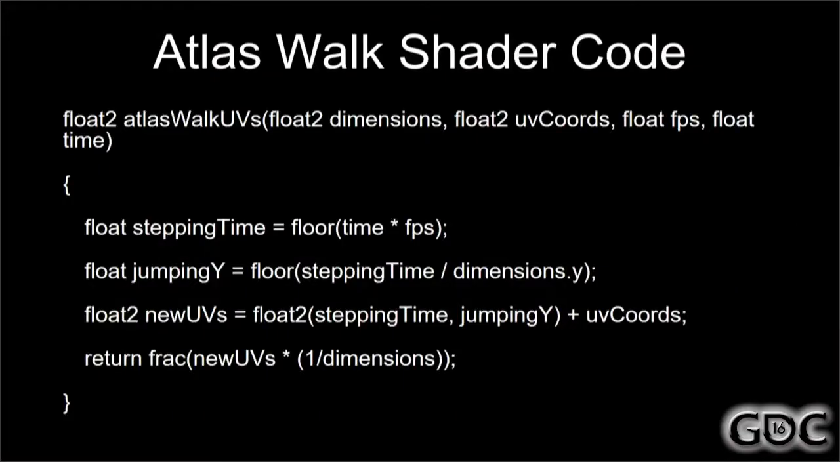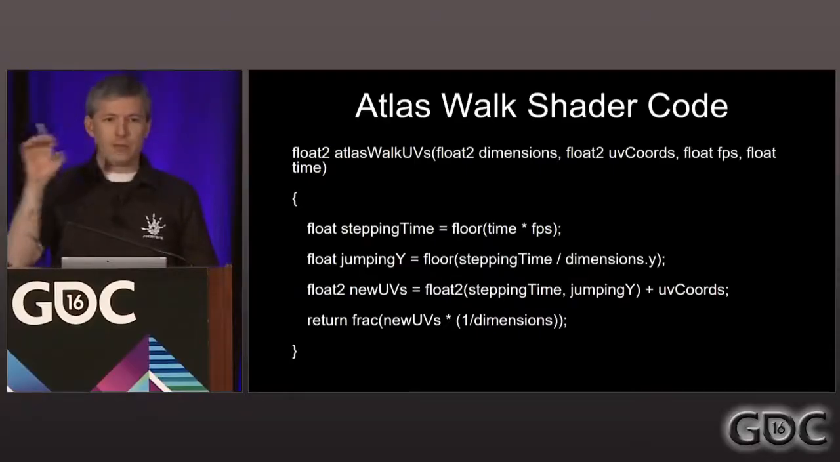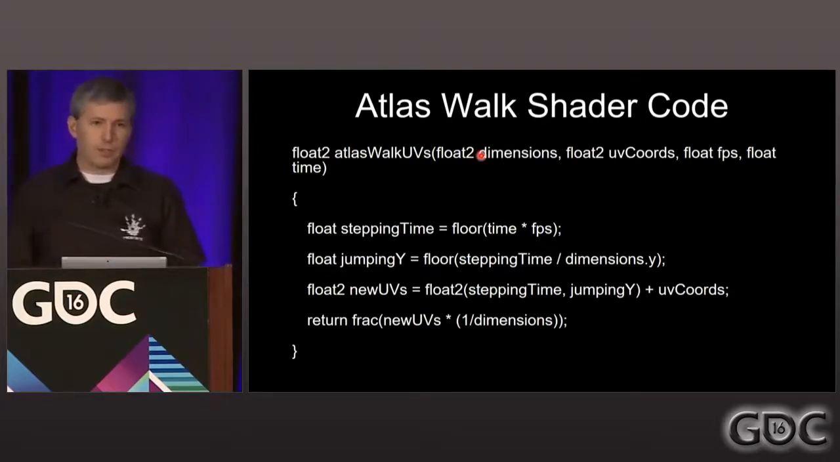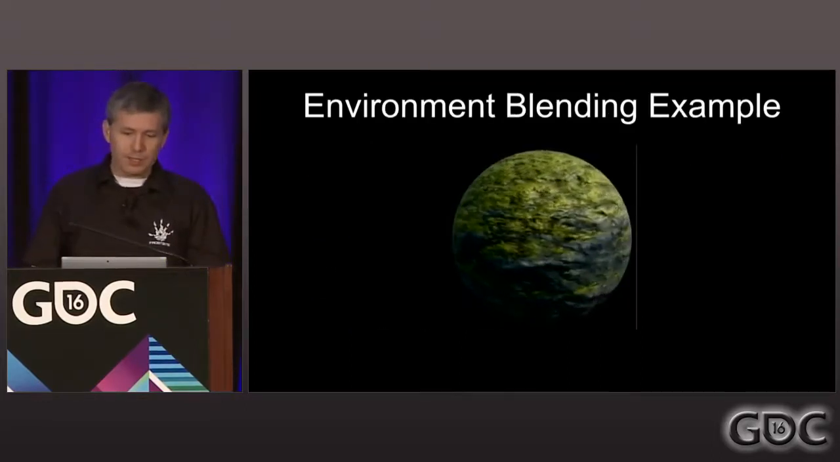And again, here's what the code looks like for generating those UV coordinates that we can then use to look up into our texture sampler to step through each of the frames. Dimensions here is the dimensions of the atlas. In our example, it was 6 by 6, but you can make an atlas that was 3 by 8 or 2 by 12 or whatever the atlas dimensions were. So that's how you make cool explosions. All right. Next example.